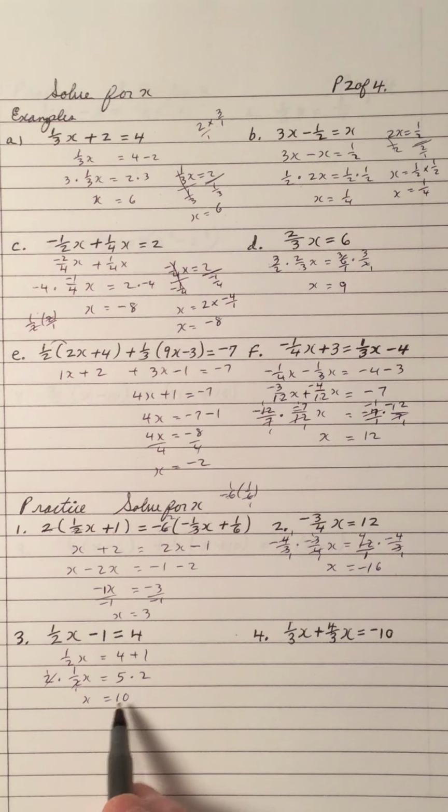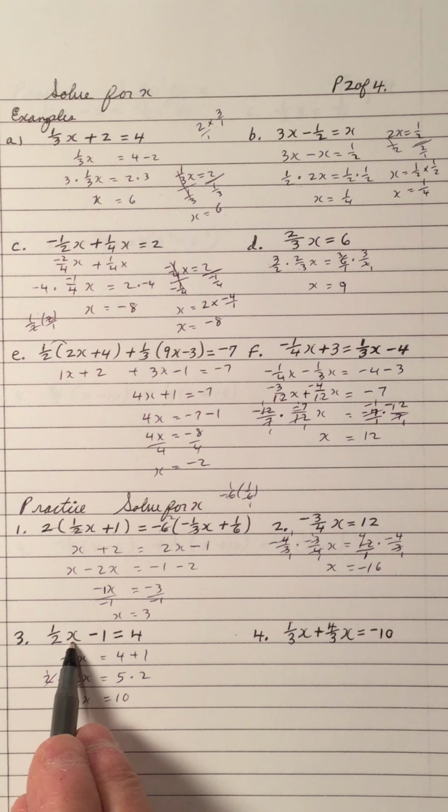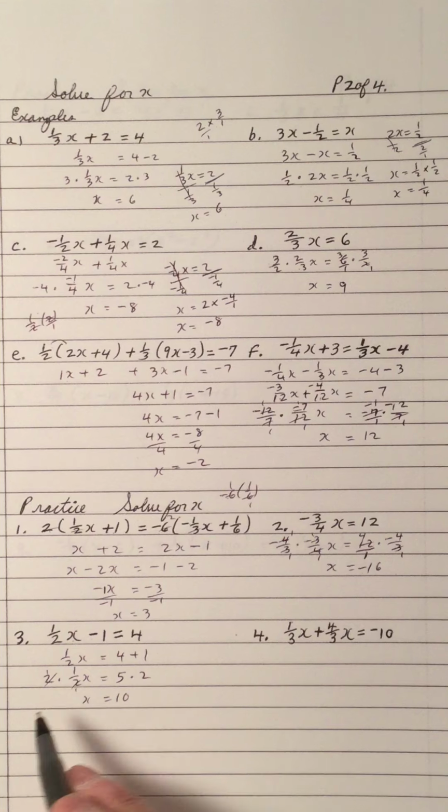And just a quick check. If you put 10 right here, a half of 10 is 5. 5 minus 1 is 4. Yeah, a quick check.